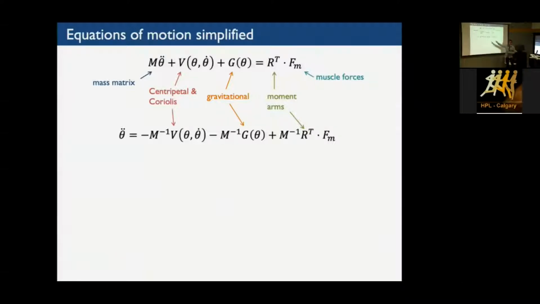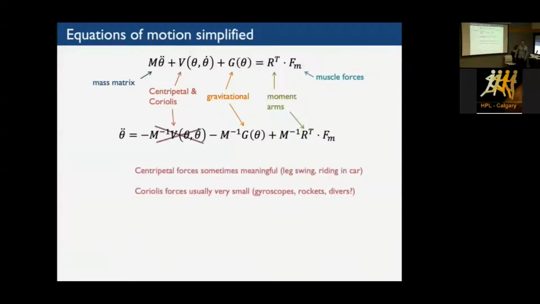So we can just solve for the accelerations, and there's a bunch of stuff we can throw away because the centripetal forces are sometimes meaningful, but they're usually quite small. And then even smaller are the Coriolis forces. Coriolis forces matter more in things like gyroscopes or rockets, but on Earth, for humans producing their own motion, Coriolis forces are really small. Maybe one exception is for divers who are doing a lot of flipping. Maybe the Coriolis forces matter for them. Okay, so we can throw that away.